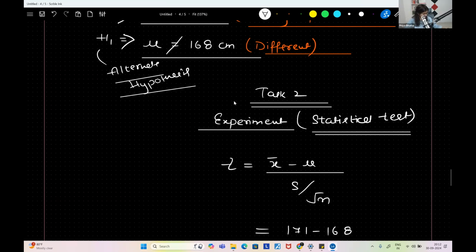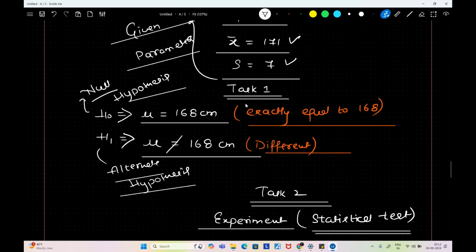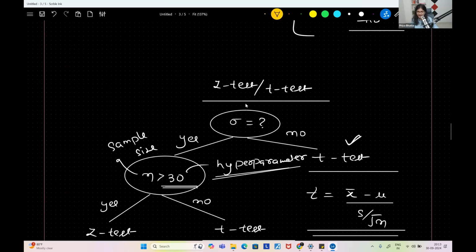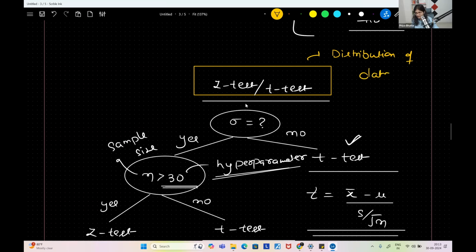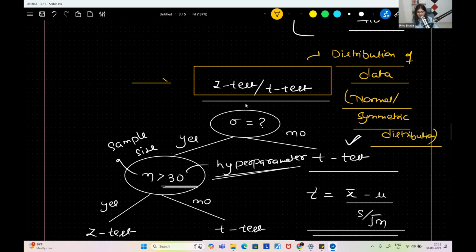I guess my net was disconnected, but I understood the formula for the t-test and z-test. What is it signifying, basically? I am not able to understand. So basically, this is signifying the distribution of your data. If your data distribution is a normal or symmetric distribution, in this case we will go with this kind of statistical test.